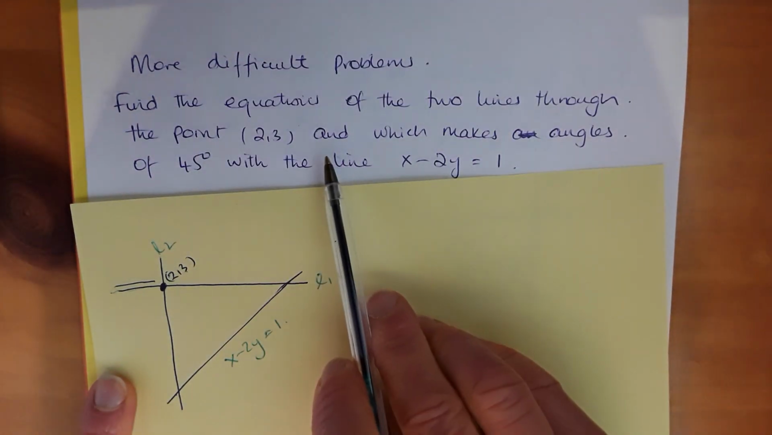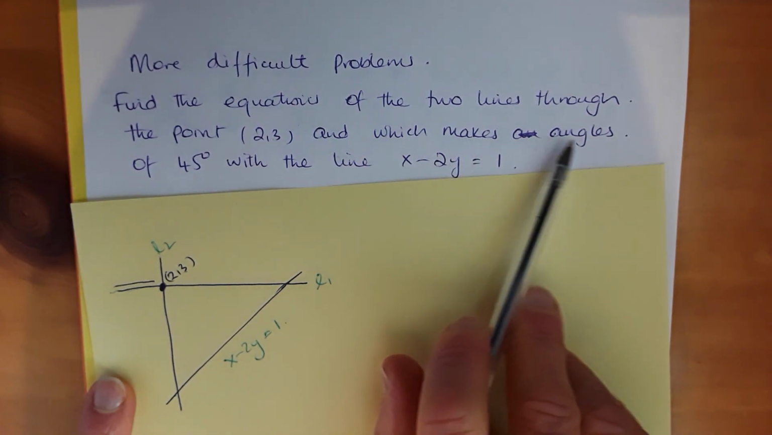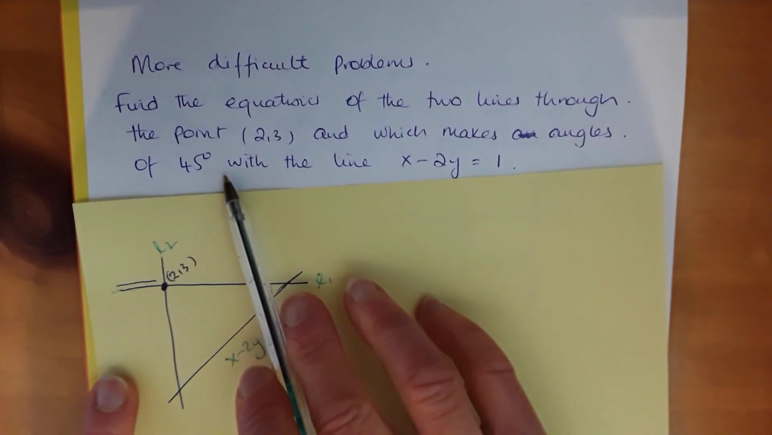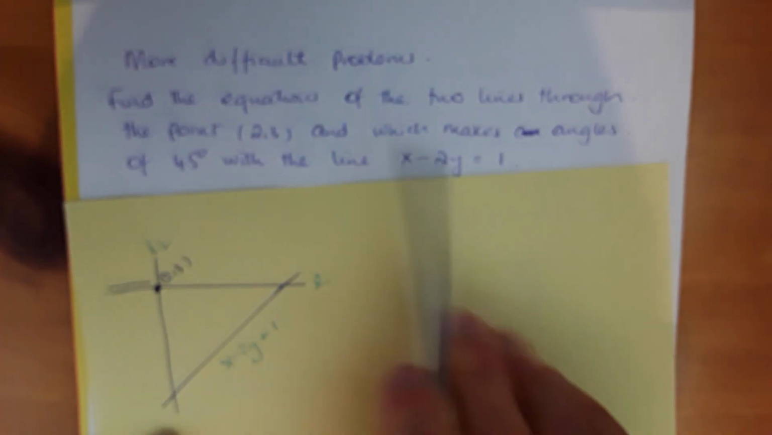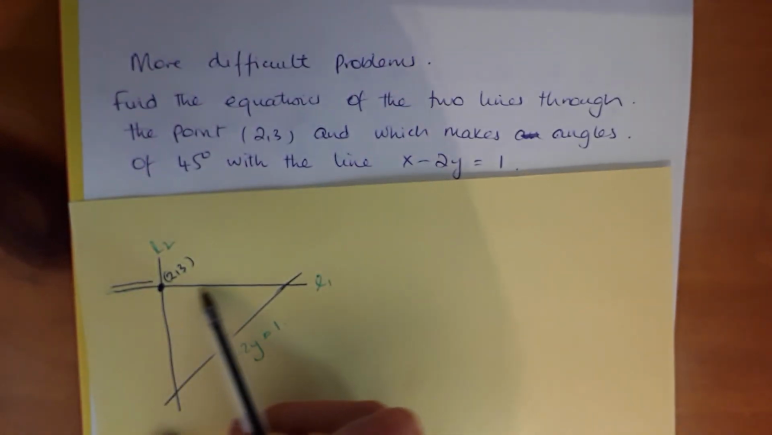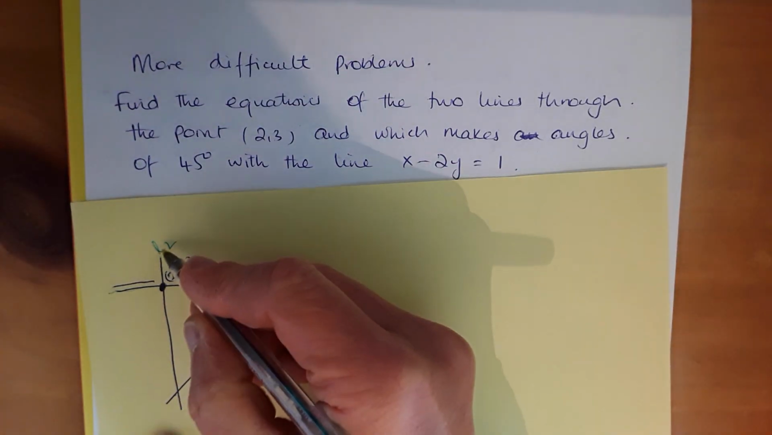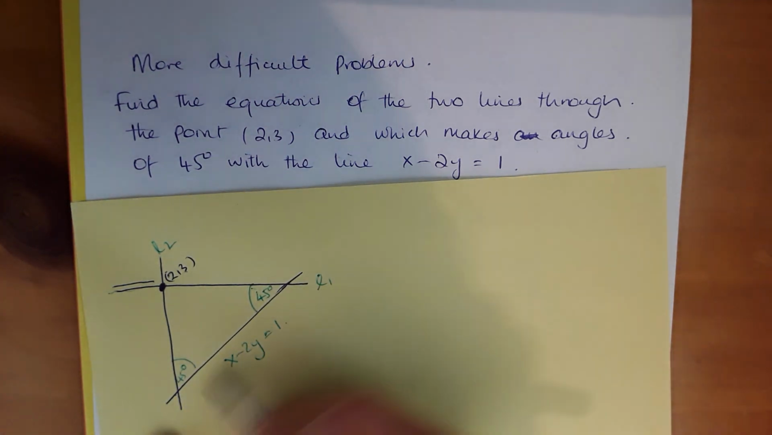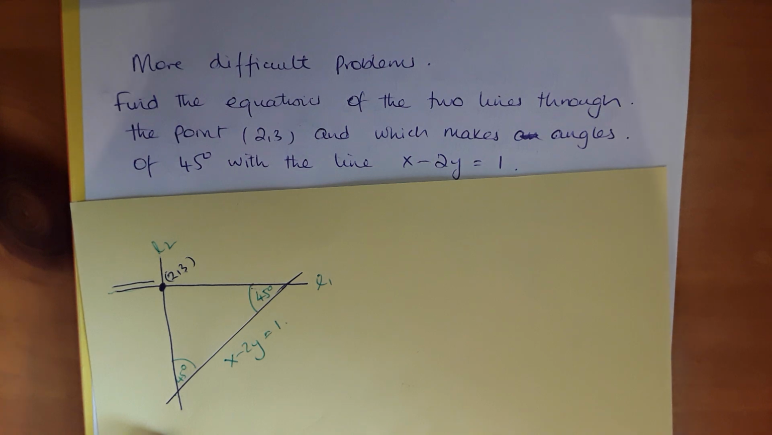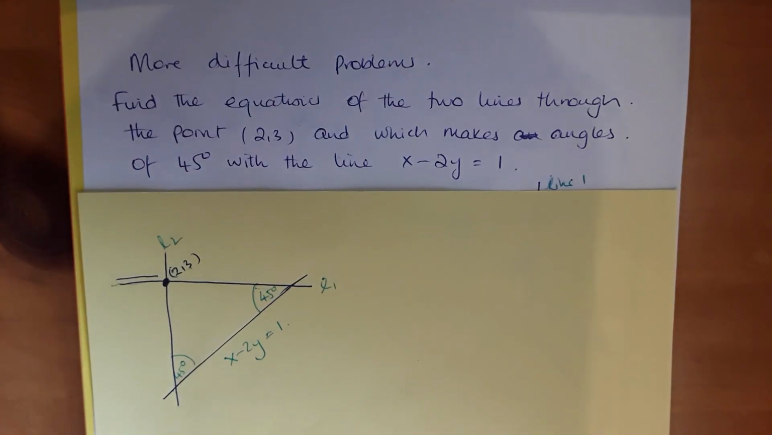That's the first thing. Now each one of these lines makes an angle of 45 degrees with the line x minus 2y equals 1. So L1 makes an angle of 45 degrees and L2 makes an angle of 45 degrees with this line here, okay? So what I'm going to use now is my formula, and I'm going to try and come up with an equation.